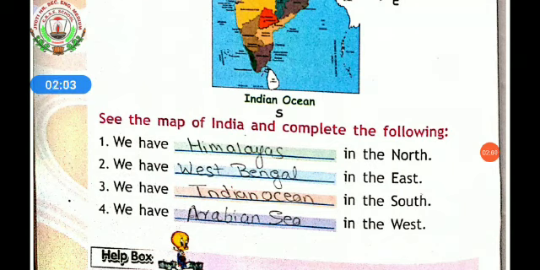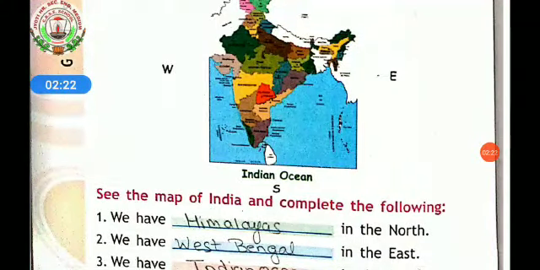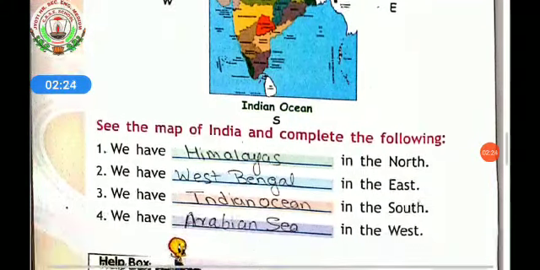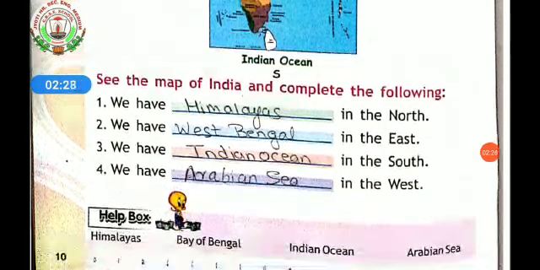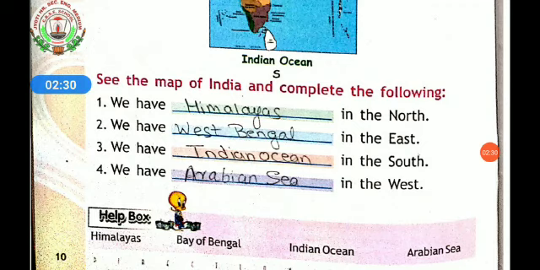We have a blank in the east. In the east what is there? It is West Bengal. We have a blank in the south. What is in the south? It is written, in the south it is the Indian Ocean. We have a blank in the west. So where is west? You can see it in the map. What is in the west? Arabian Sea. A help box is given. We have to write from there.